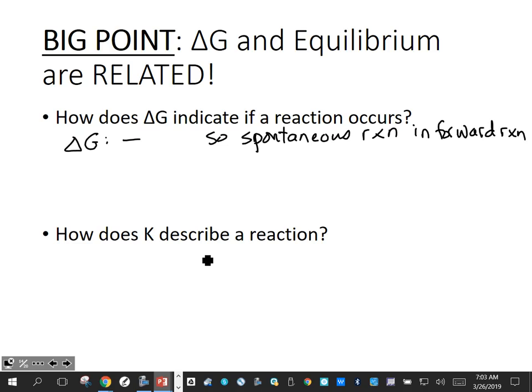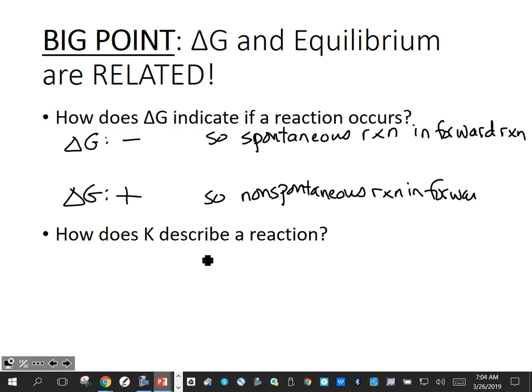And if delta G is positive, then that means that it's non-spontaneous. But again, in what direction? It means in the forward direction. The reaction as written, left to right, is non-spontaneous. It does not occur on its own. So if delta G is negative, it means that the forward reaction occurs on its own without any outside intervention.